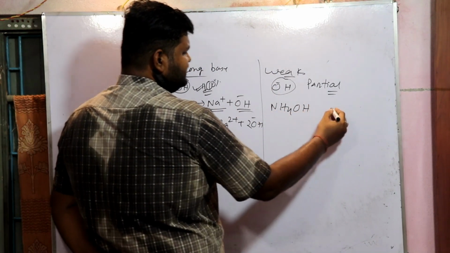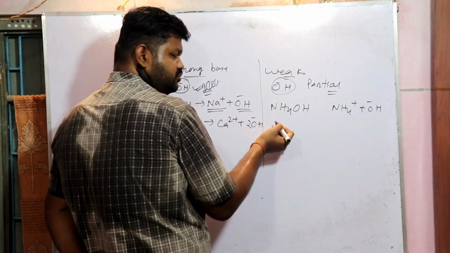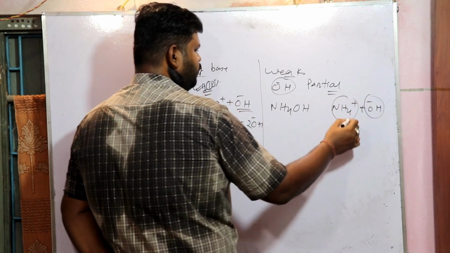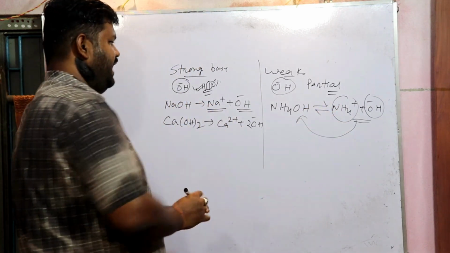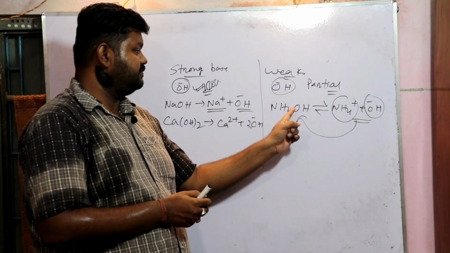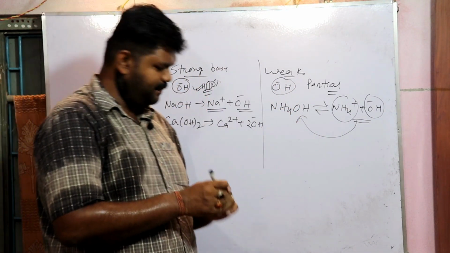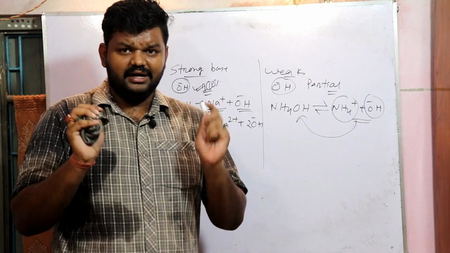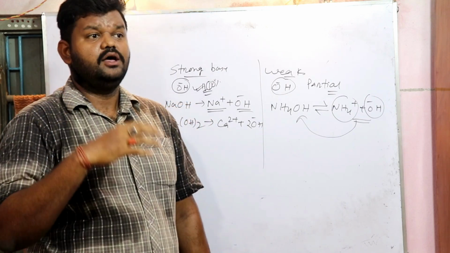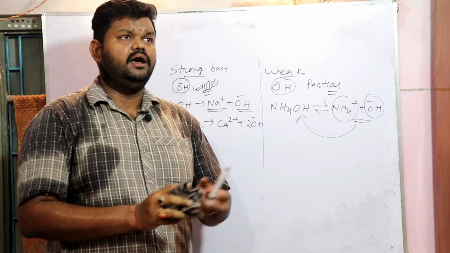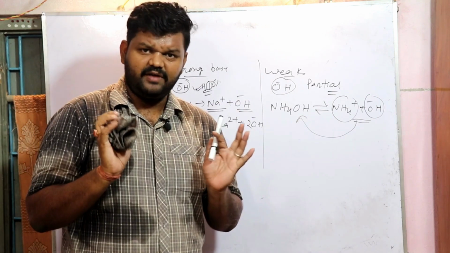But in the case of NH4OH, you will get NH4 plus and OH minus, but as this is a partial dissociation, these NH4 plus and OH minus will associate with each other and produce NH4OH, and it will be a reversible reaction. So this kind of substance or base is known as a weak base. So this is the strong base and this is the weak base. Students, I think you have completely understood the minimum concept of acid and base, strong acid, strong base, weak acid, weak base, and the definitions behind them.